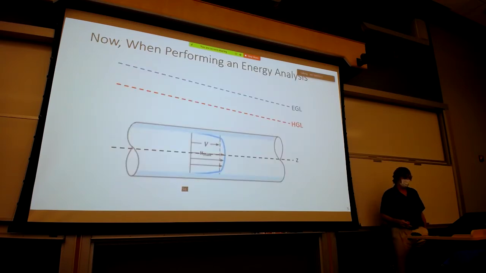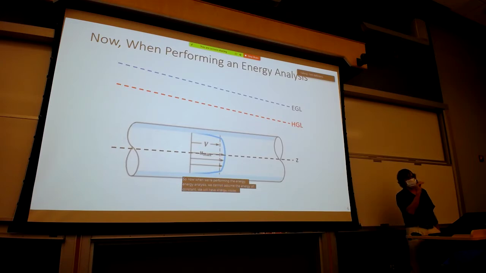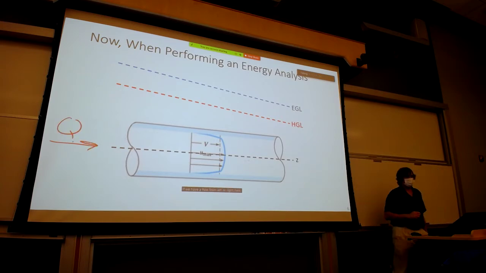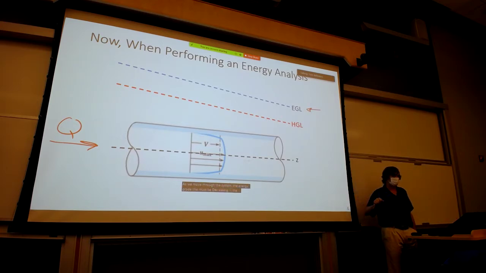So now when we're performing the energy analysis, we cannot assume that energy is constant. We will have energy losses. And so now what happens is, if we have a flow from left to right here, as we move through the system, the energy grade line must be decreasing in the direction of flow. We are losing energy as we move through the system.